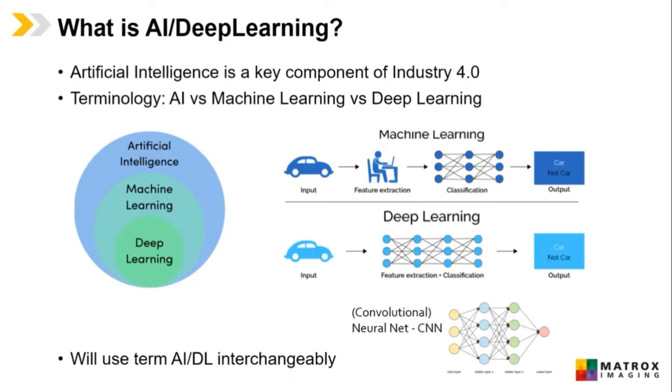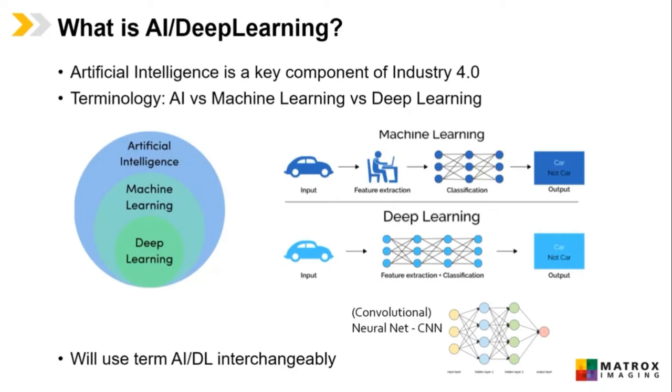So maybe just to give you a little bit of background, artificial intelligence is defined as any technique that enables a computer to mimic human intelligence. It could be something as simple as a program with if statements, for example, if it's raining, use an umbrella. If it's sunny, then use sunglasses. That could be cataloged as artificial intelligence.